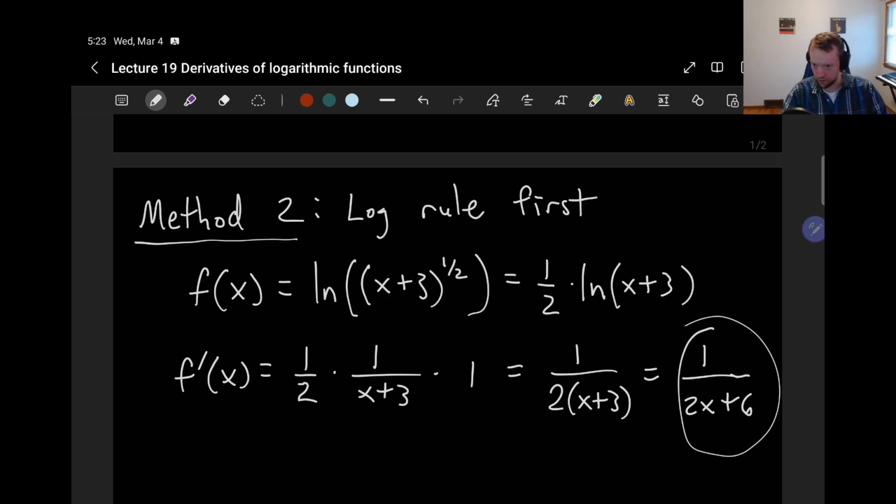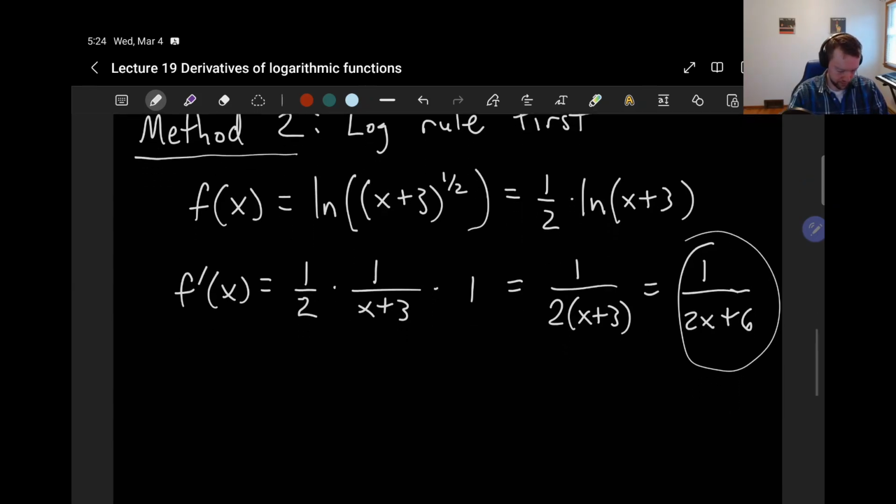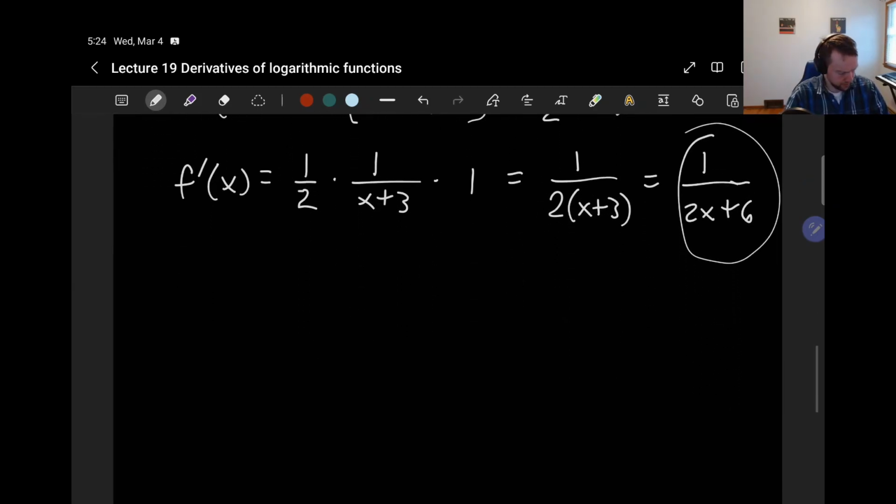Both methods are valid. They're both good. It's good, I think, for you to understand both of them. Then you'd be in pretty good shape.